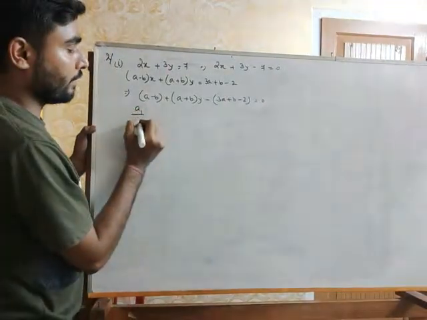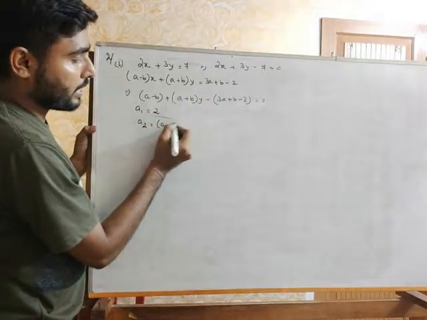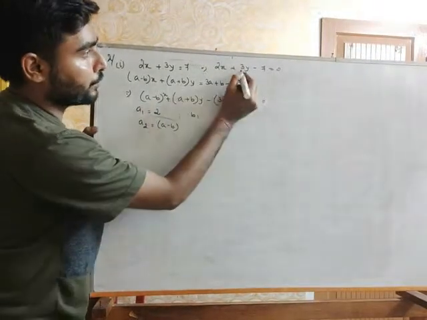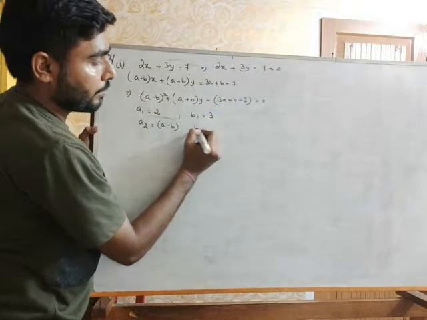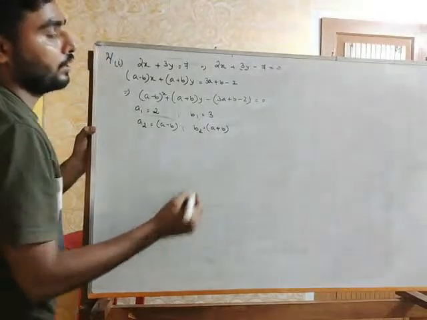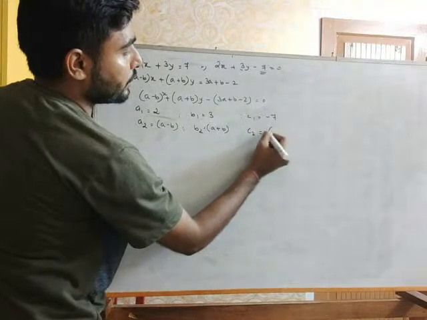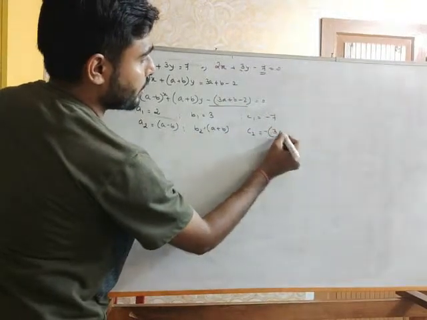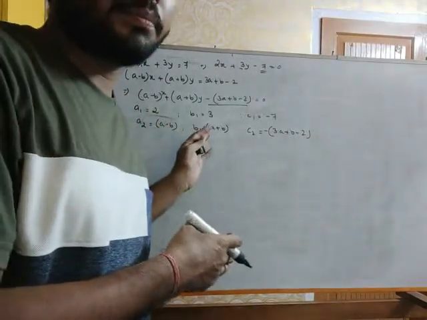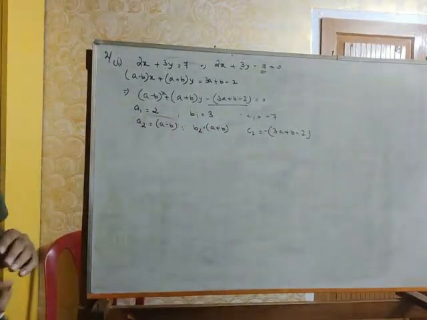So here a1 is equal to 2, a2 is equal to a minus b. You can see the coefficient of x here. b1, the coefficient of y, is 3. For b2, the coefficient of y in the second equation is a plus b. c1 is the constant term of the first equation, that is minus 7. c2 is the constant term of the second equation, that is minus of (3a + b - 2). Is that clear? I did nothing, I have just plotted the coefficients of x and y and the constant terms.